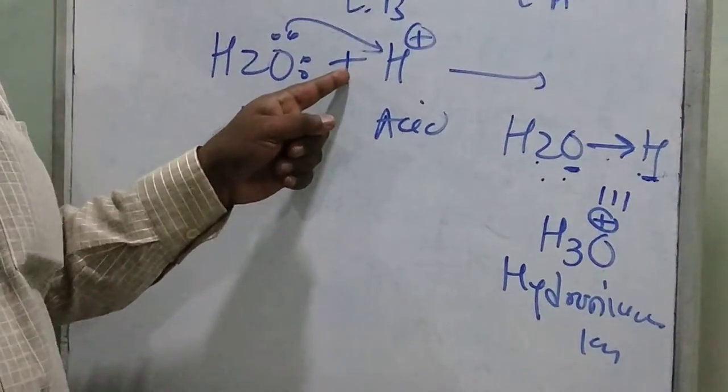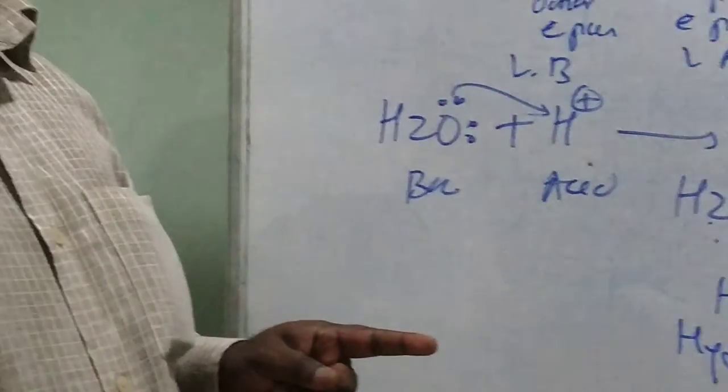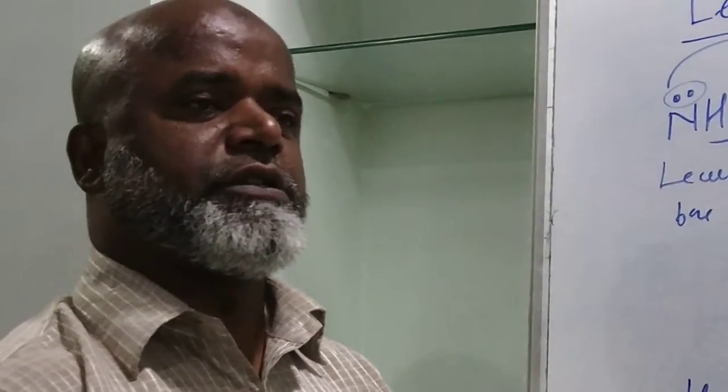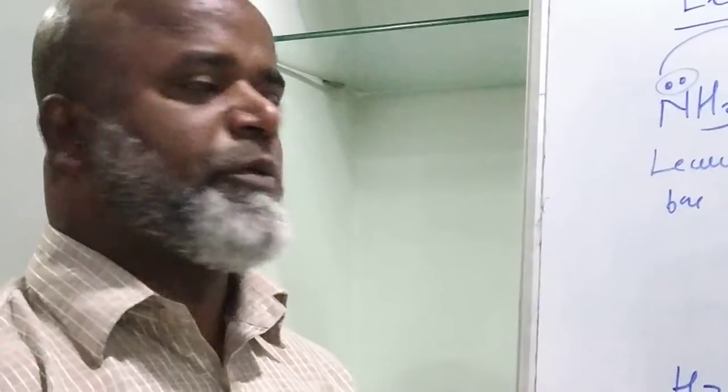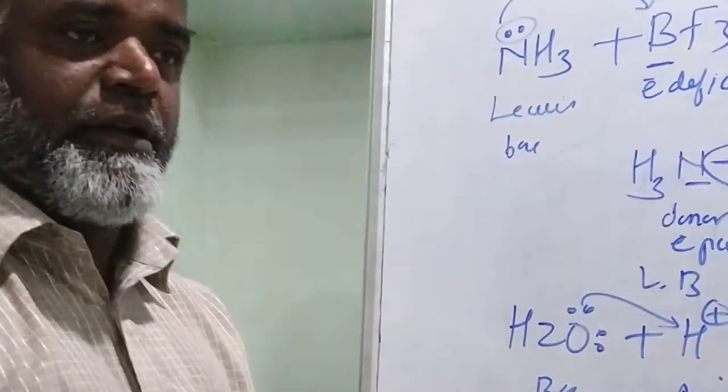So H plus is an acid. Everybody has said H plus is an acid. Whether you take Arrhenius, Bronsted, or Lewis, the approach is different. But finally everybody has said H plus is an acid. Arrhenius also said H plus is an acid, Bronsted also said H plus is an acid, Lewis also said H plus is an acid, because H plus is accepting an electron pair.